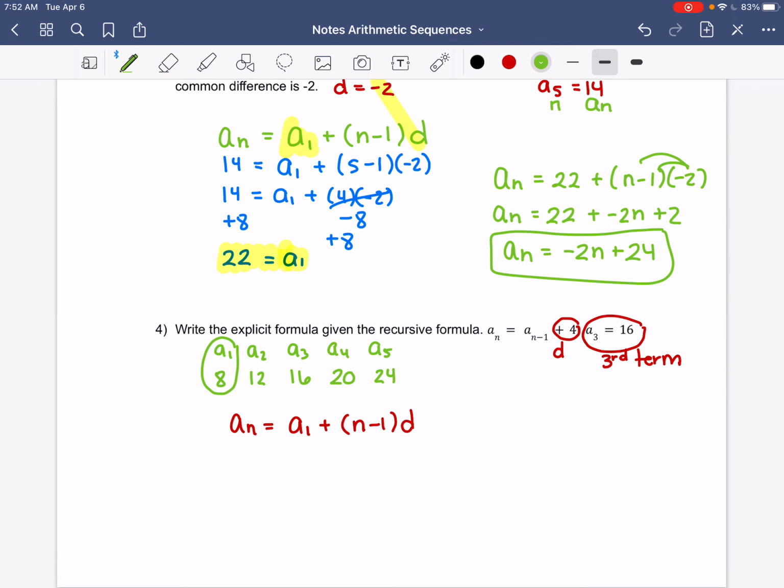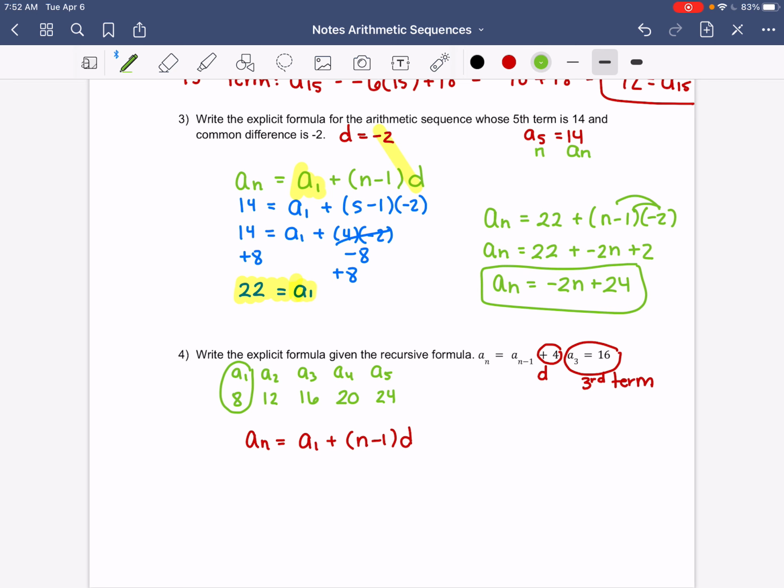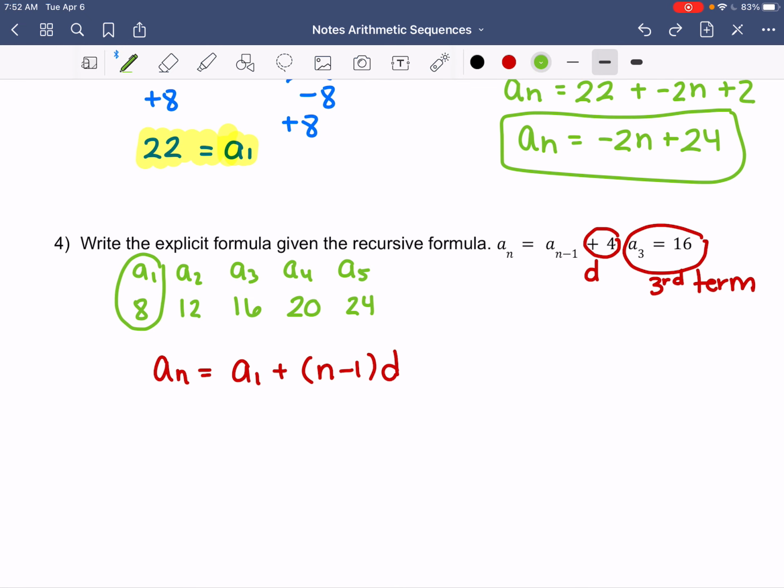So I could have done what I did up here. I could have plugged in 3 for my n and then 16 for my a sub n. I could have done exactly what I did on example 3. But instead, I went ahead and I just used the recursive formula and I went backwards. So instead of add 4, add 4, add 4, add 4, you subtract 4, subtract 4, subtract 4, and that way you could find the term that you want as well.